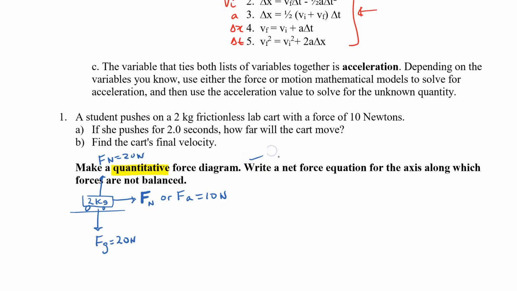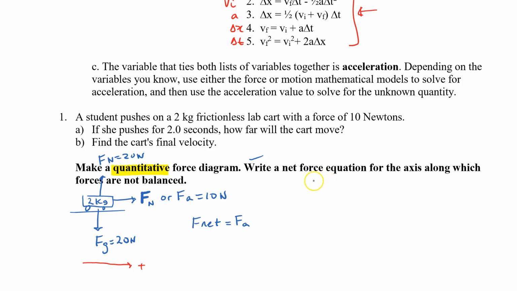Now it says write a net force equation for the axis along which the forces are not balanced. I'm also going to talk about how I'm going to refer to directions. I'm going to be talking about this horizontal direction, because that's the direction that acceleration is going to take place, and I'm going to say that to the right is positive. And so when I make my Fnet statement here, Fnet is going to be equal to, well, there is only one force to the right, so it's going to be the same thing as this applied force to the right. Okay, that sounds great.